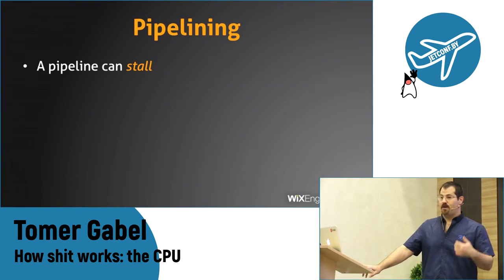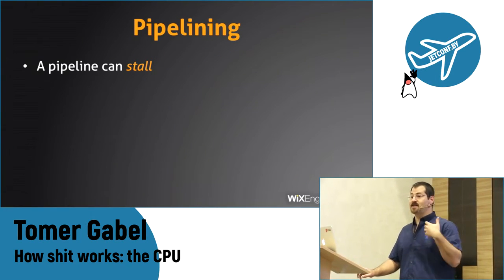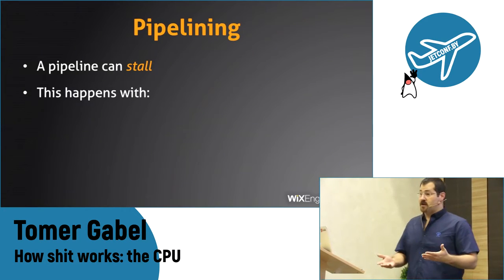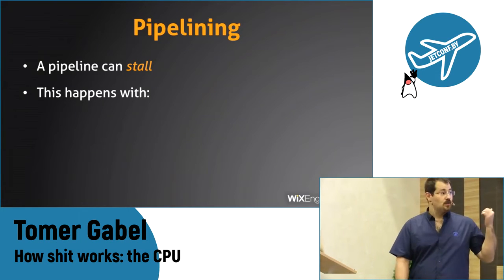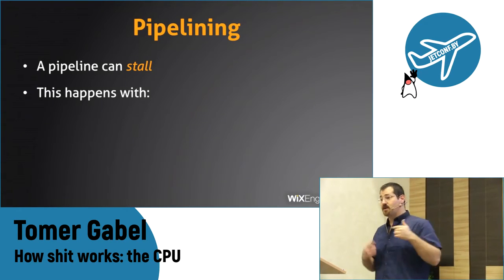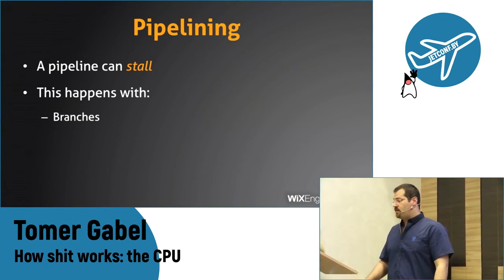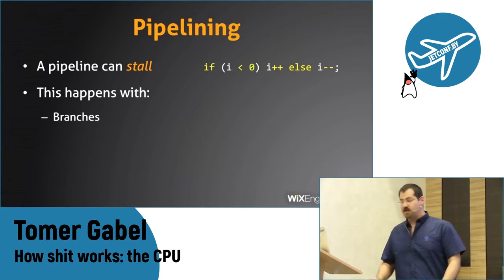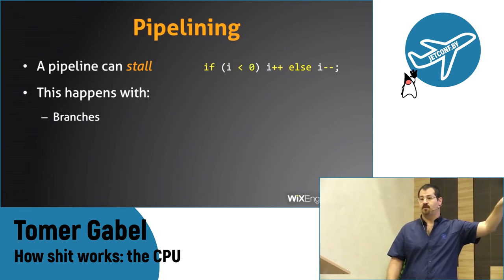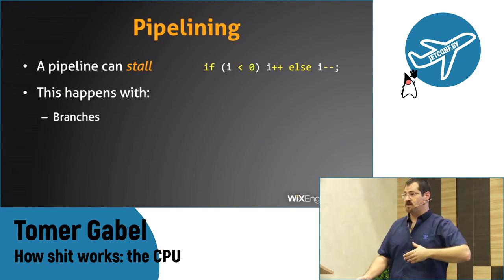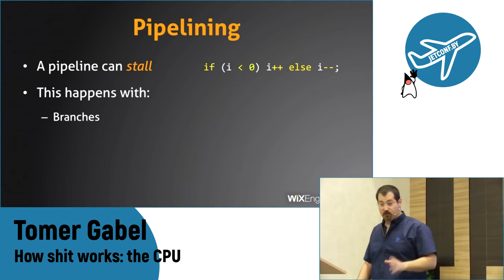This is called pipeline stalling. A pipeline can stall. This can happen in really one of three conditions. The first is memory access, which isn't a bullet point in this slide because we're going to be getting to it in more detail later. But it can happen with branches. So if you take this very, very simple if statement, right? If I is less than 0, increase I, otherwise decrease I, right? Fairly simple, pointless, but simple.